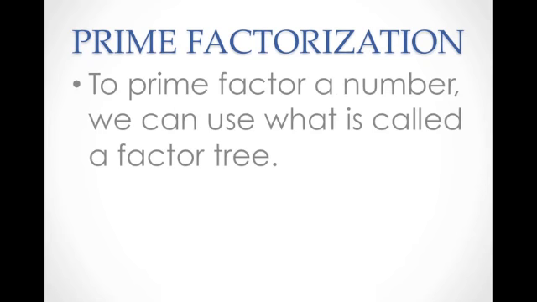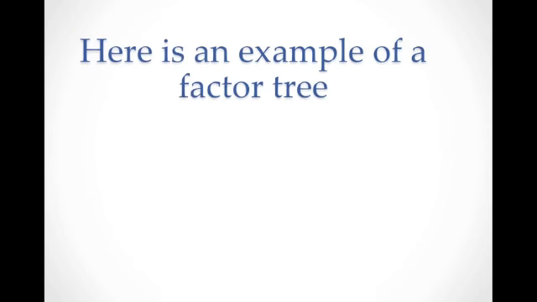To prime factor a number, we can use what is called a factor tree. That's going to be the first method that we look at today. So here's an example of a factor tree. If we start with a number such as 36, I can break that number apart into the first two factors that come to mind. So let's say 6 times 6.